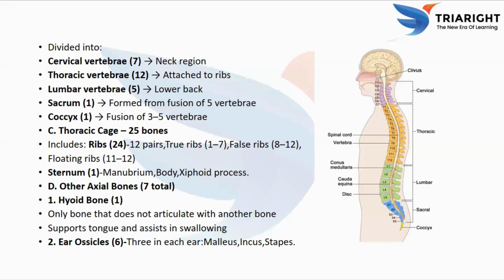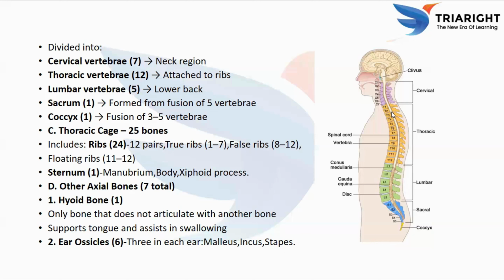So what is the sternum? The sternum has 3 parts: the manubrium, the body and the xiphoid process. The rib cage protects the heart, lungs and the major vessels, and it also helps with breathing.